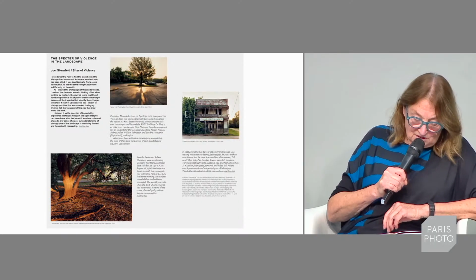Now is that poetic? But what Joel writes about, and that's what you need to hear, because that's the construct here. I went to Central Park. This is the practitioner at work. I mean, this is what we wanted to reveal. I went to Central Park to find the place behind the Metropolitan Museum of Art where Jennifer Levin had been killed. It was bewildering to find a scene that's so beautiful, to see the same sunlight pour down indifferently on the earth. As I showed the photograph of this site to my friends, I realized that I was not alone in thinking of her.